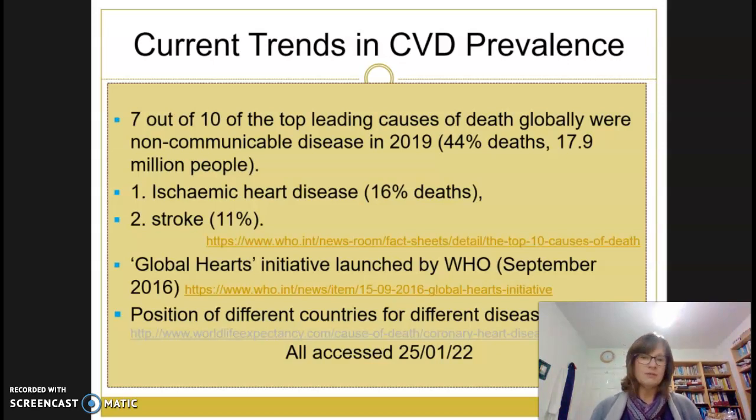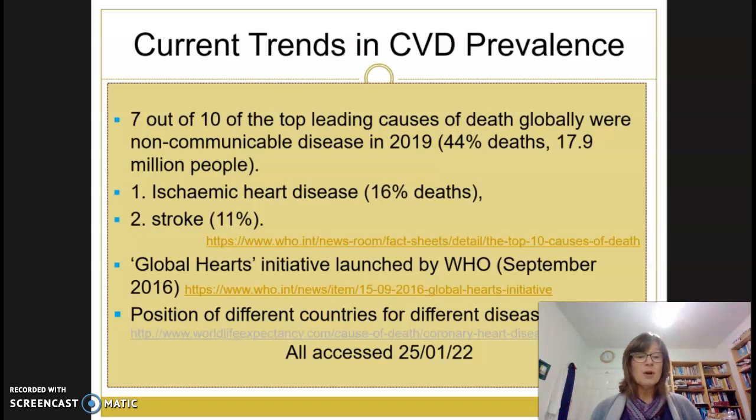Different countries have different incidences, so it's worth looking at that. That website's quite fun. You can look up your own country and find out what the death rate is and where we fit on the list of 1 to however many countries. UK is quite low in comparison to many other countries, but it's worth having a little look.